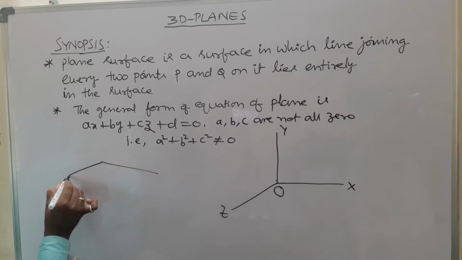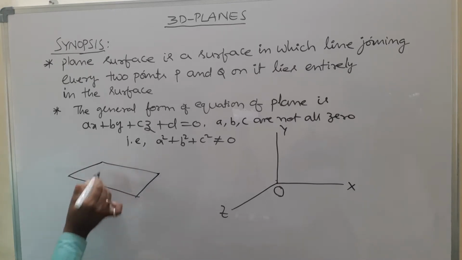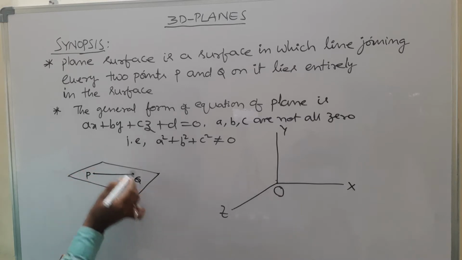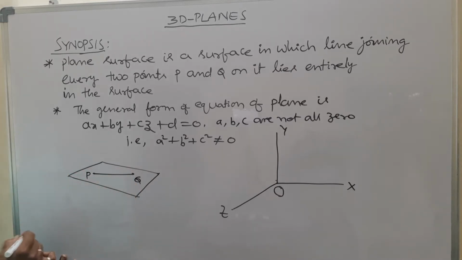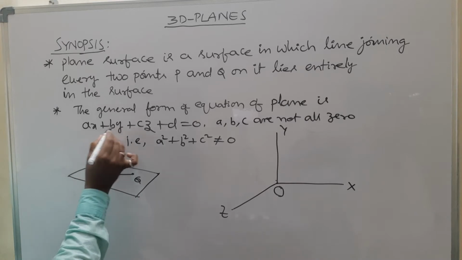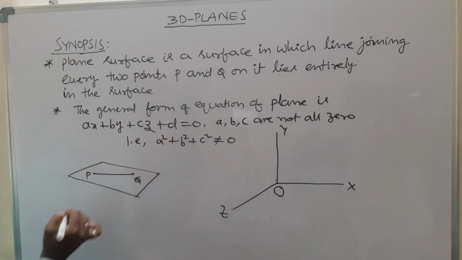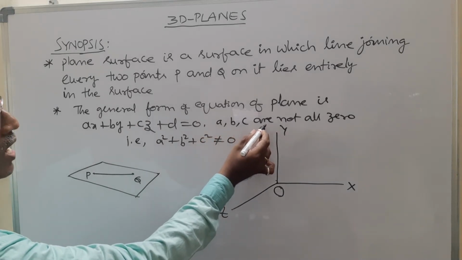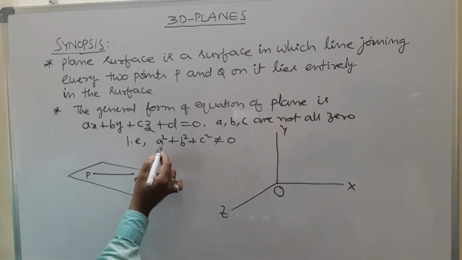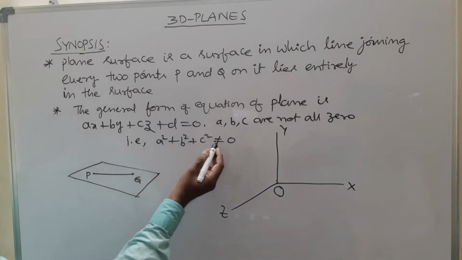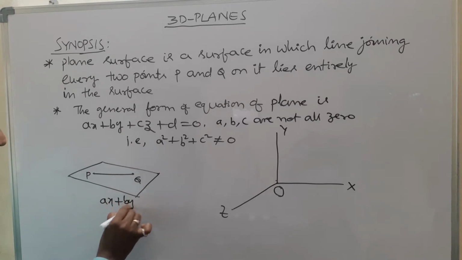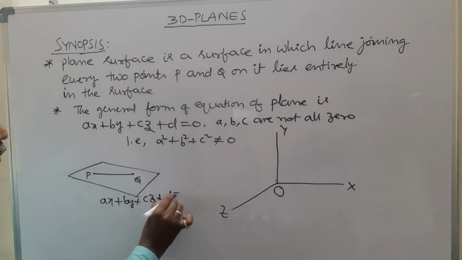A plane is a surface on which any geometrical diagram can be drawn. Here P and Q are two points lying on the surface. This is the definition of a plane. The general equation of a plane is ax plus by plus cz plus d equal to 0, with the condition that a, b, c are not all 0. That means a square plus b square plus c square does not equal 0.